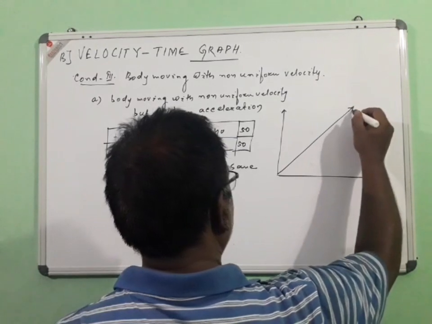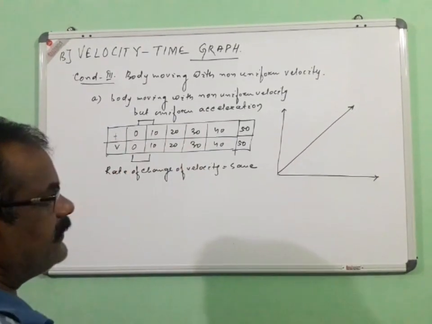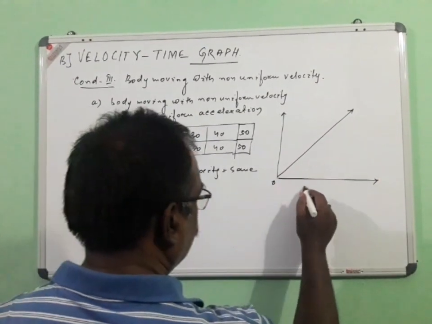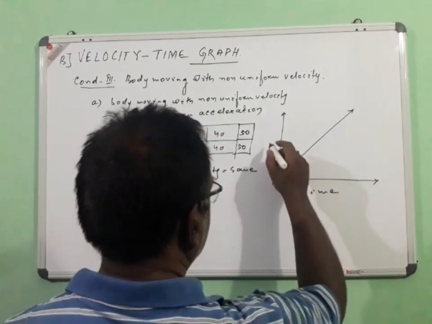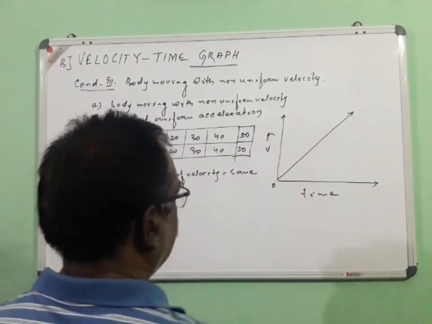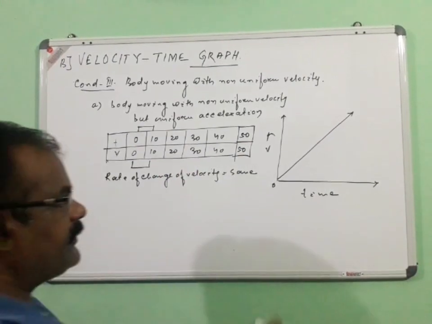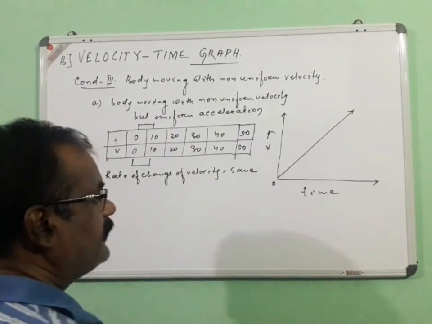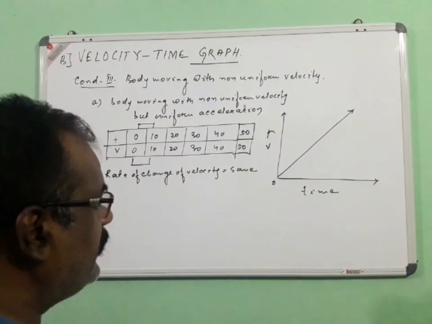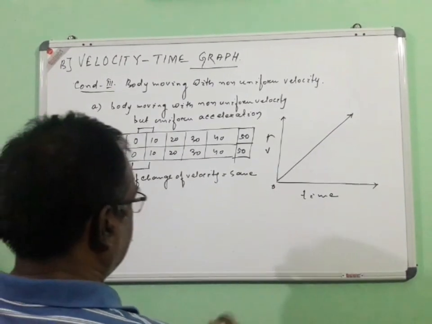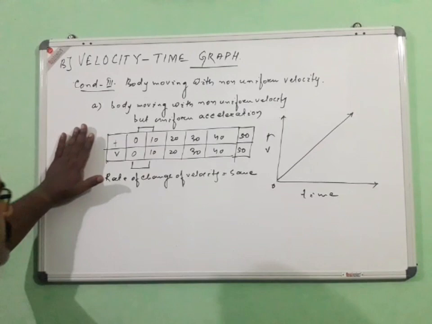So in such cases if we plot a graph, the graph will be a straight line which will be equally inclined, and it starts from 0. If this is the time axis and this is your velocity, we will get a graph which starts from 0 but is uniformly increasing. So remember, this is one of the examples.